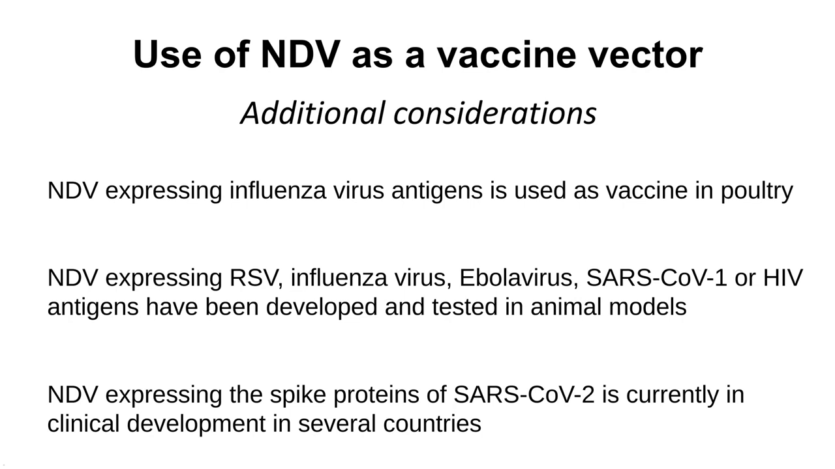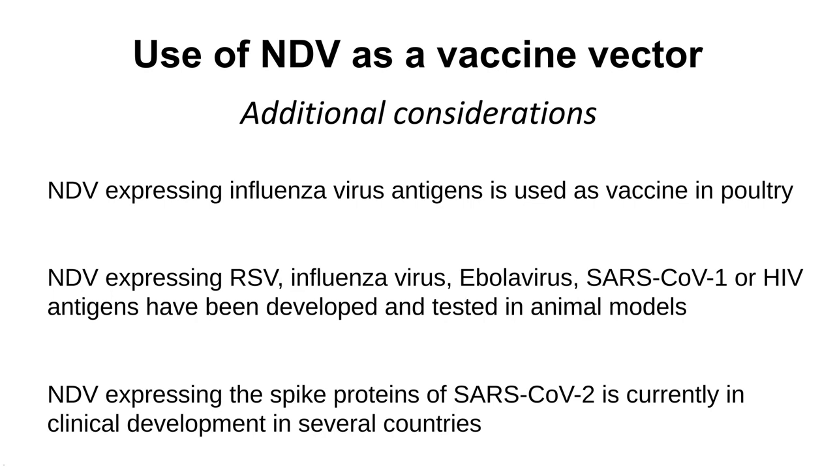In the past, we have also generated Newcastle disease virus vectors expressing antigens from other different infectious agents, like, for example, respiratory syncytial virus, influenza virus that I mentioned already, Ebola virus, SARS-CoV-1, the first SARS, or HIV antigens, and we have tested them in preclinical animal models, and they seem to induce very good responses against the antigens that are being expressed.